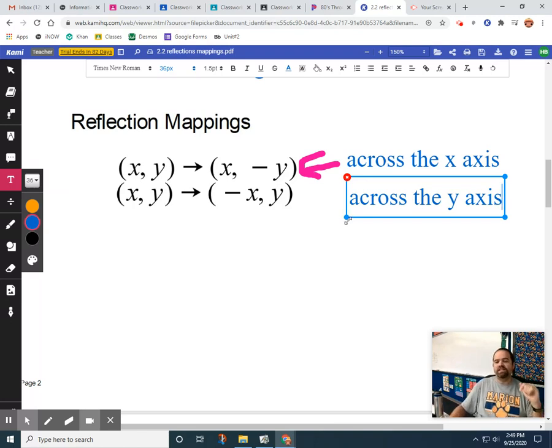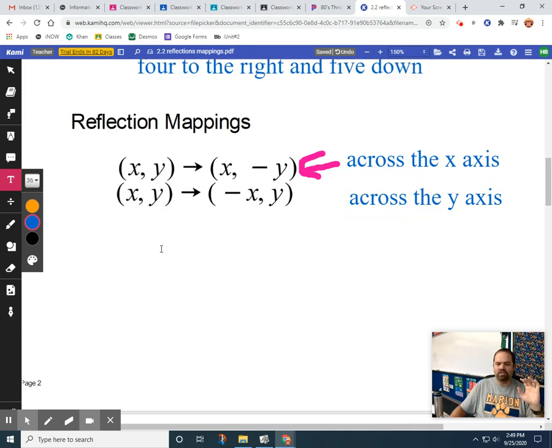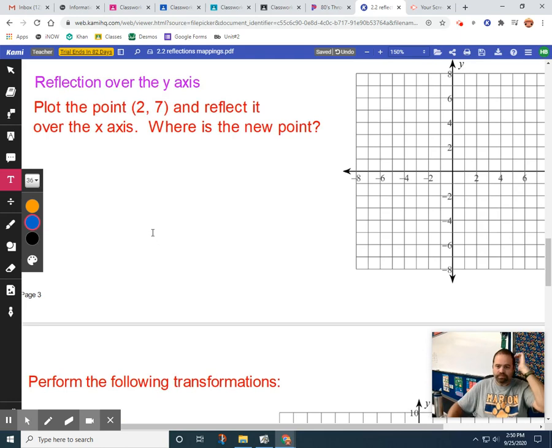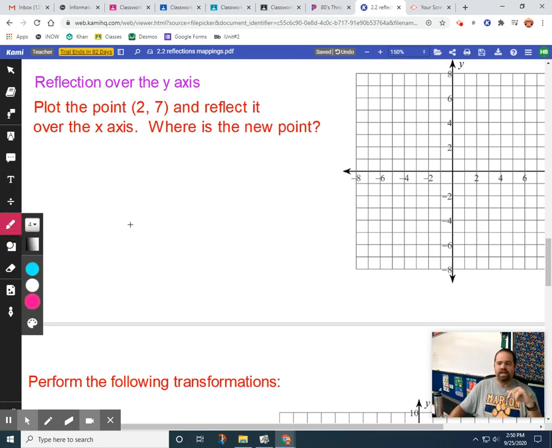Now, this isn't saying that the x-coordinate is going to be negative. It's going to be the opposite of what it originally was. Same thing here. This top mapping isn't saying that the y-coordinate is going to be negative. It's going to be the opposite of what it was. So you've got to stop and think on these and make sure that you're getting that straight in your head.